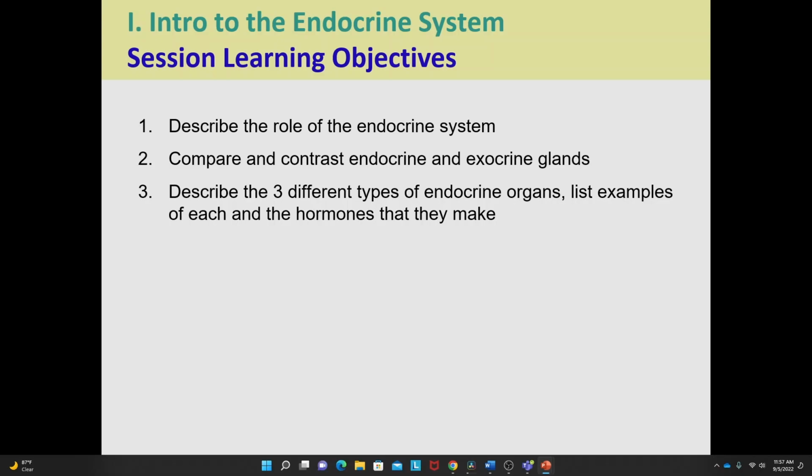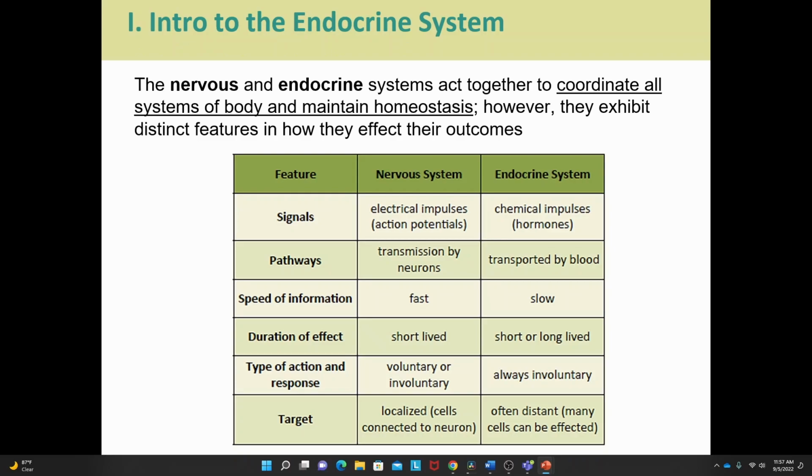So when it comes to communication in the body, right? Communication, control, coordination, however you want to put it, there's two main body systems that help with this, and that is the nervous system and the endocrine system. Both of them together help with the coordination and control of the body. However, they have very different ways of doing that, right? So let's look at these two, because these are the big ones we're going to be getting into in this class.